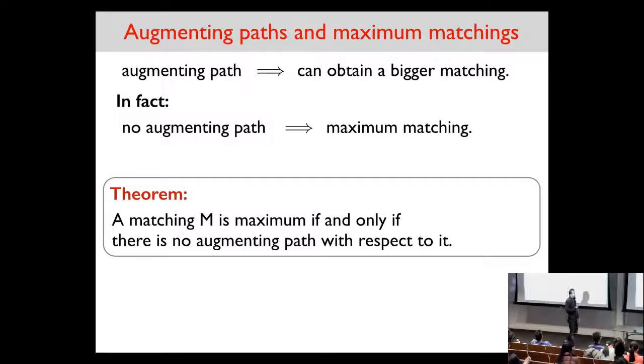So you can summarize this in the following theorem. A matching M is maximum if and only if there's no augmenting path with respect to that matching. I'm going to show you the proof of this, but suppose this is true. Then what would be an algorithm to find the maximum matching?